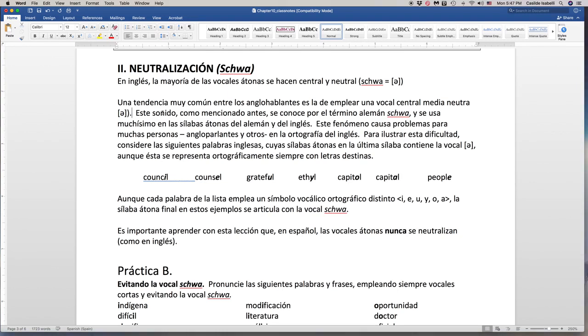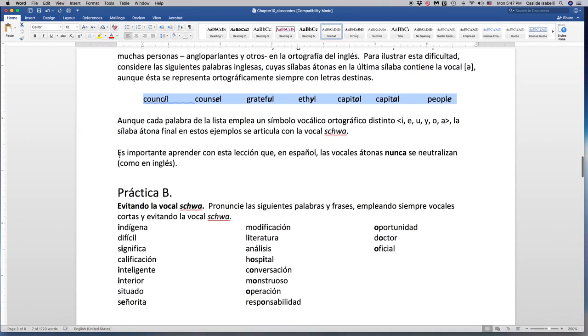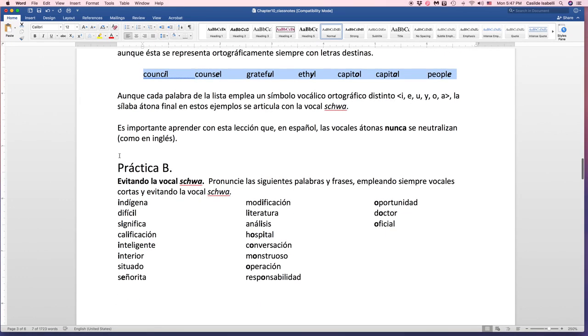Okay, I'm just saying the same thing here. And I gave English words here that show that. The bolded letters are that schwa sound. We have to remember, though, as simple as that, undo it. Don't do it in Spanish. Es importante aprender con esta lección que en español las vocales átonas nunca se neutralizan. Never produce that schwa sound. Always round your lips and take your time saying all these vowels.